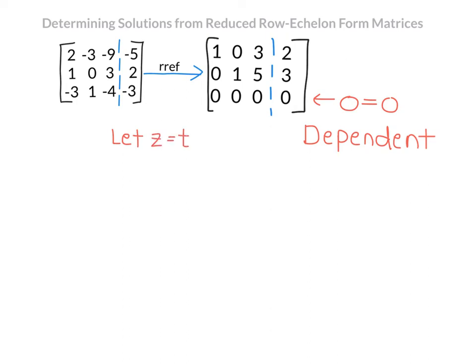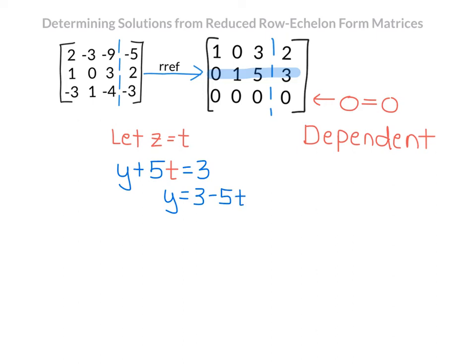Once we have that, we're going to go ahead and go to this second row there. Again, that second row technically is saying that 1y plus 5z, which remember that z in this case is equal to t, so 5t is equal to 3. I can easily solve for y then in terms of t, or my parameter. So in this case, it'd be y equals 3 minus 5t.